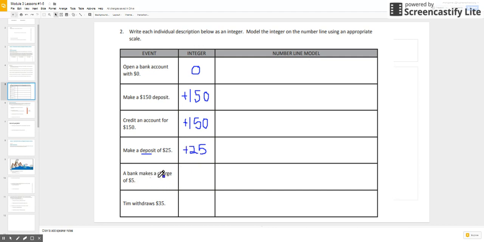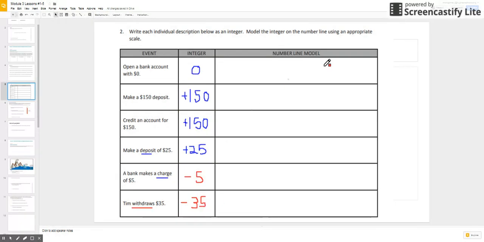Next situation, the bank makes a charge of $5. When they charge you something, that's a negative situation. Let's go ahead and move it over even to red. This is a negative situation. You're losing $5 from your account. And the last part, when you withdraw something means you take money out. Once again, this is a negative situation to your account.